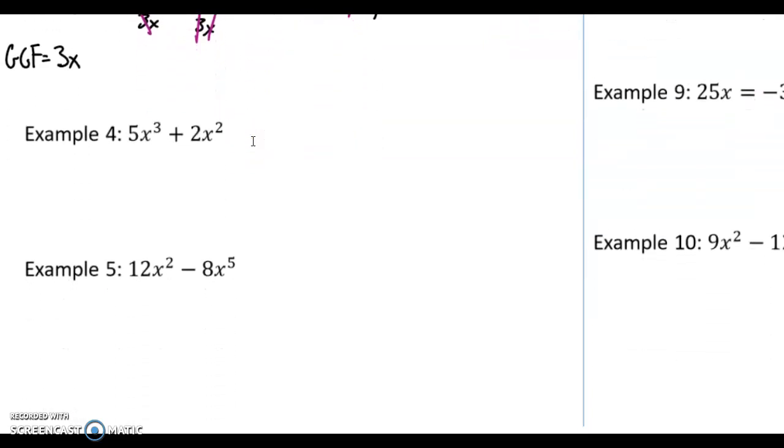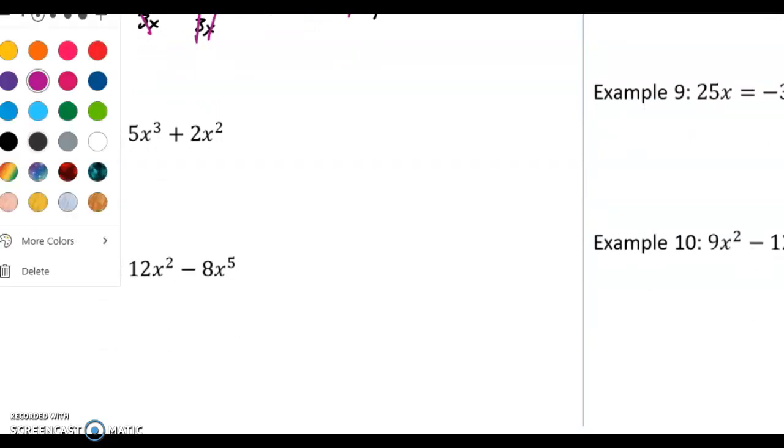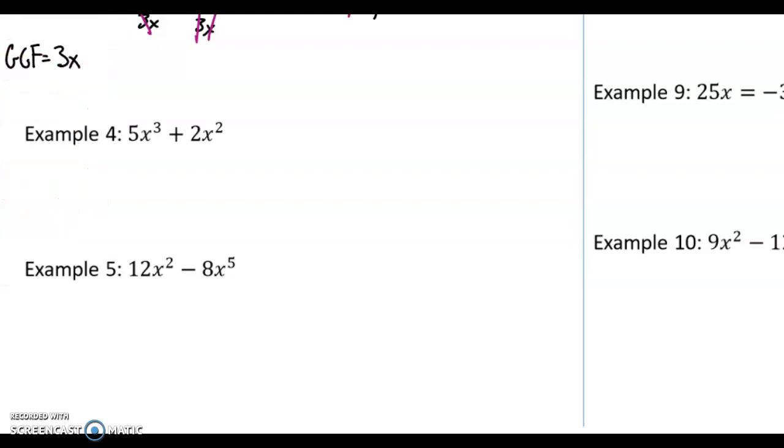All right, so the GCF on example 4, if you look at it, there's nothing that divides into both 5 and 2 other than 1. So the GCF is 1, and then between the x cubed and the x squared, you go for the lowest power, which is x squared. So the GCF, you don't have to write the 1, so it's just x squared. So we're going to put x squared outside the parentheses, and I'm going to write divide by x squared. You can even write divide by 1x squared if it helps you.